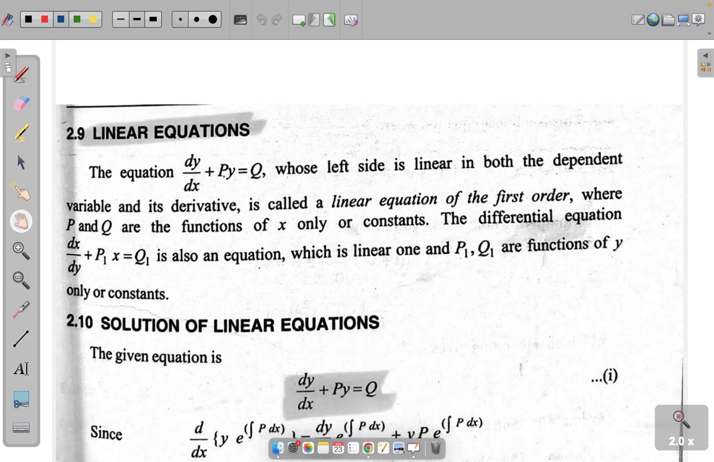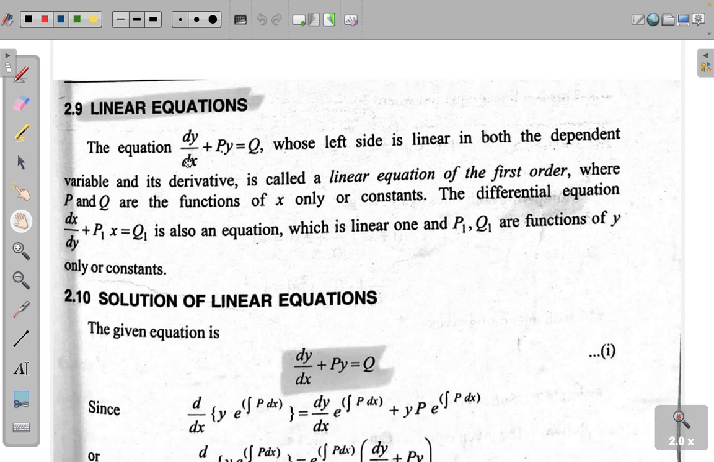Hello everyone, in this video we will study linear differential equation of first order and first degree, and we will solve some examples on this. Okay, so first take a look at the definition of linear differential equation of first order and first degree.